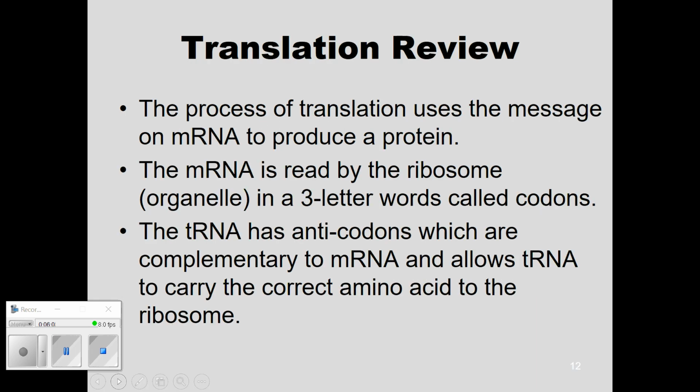So in review, translation is the process that uses the message of mRNA to produce a protein. The messenger RNA is read in a 3-letter word called a codon, and the transfer RNA has an anticodon, which are complementary to the messenger RNA and allows the transfer RNA to carry the correct amino acid to the ribosome.